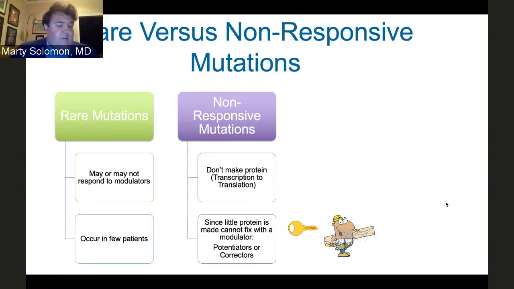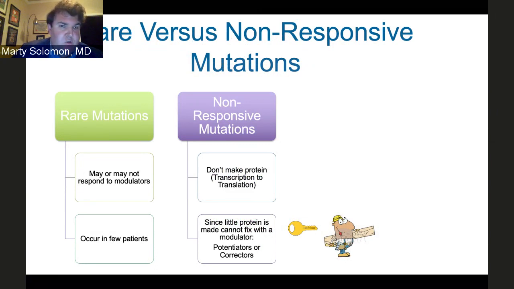So this next slide was designed to help clear up a common misconception from the timeline we just discussed. Namely, we attempt to explain the difference between rare mutations, which are characterized by only being present in a few patients, and may or may not respond to modulators. And we contrast that to non-responsive mutations.